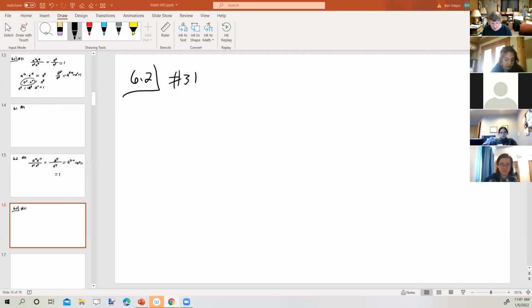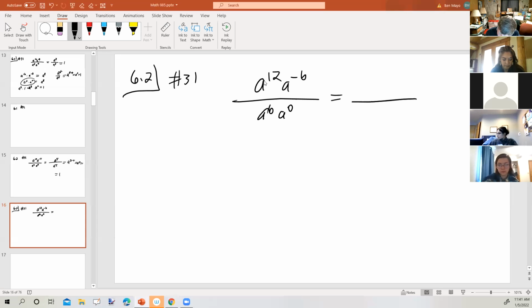When you're bored this week, like that's going to happen, you might want to glance back at chapter 5. This one says a to the 12th times a to the negative 6 over a to the 6 times a to the 0. So again, multiplying two powers with the same base, we add the exponents. So we get a 1. Okay, does that make sense? All right, excellent. And again, for section 5.2, there's a lot of different properties of exponents, and as they come up, we'll review them. But if you want to review them on your own, again, section 5.2.